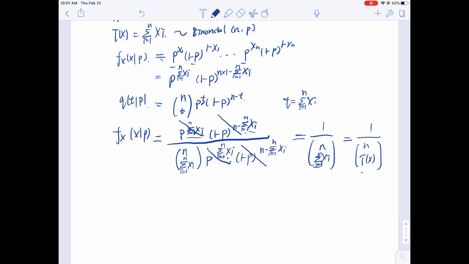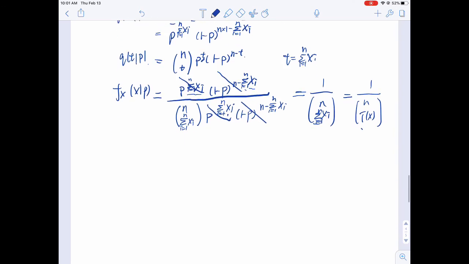Is this ratio independent of theta? It's true that there's no p involved in the final ratio. So we can claim T(X) is a sufficient statistic.